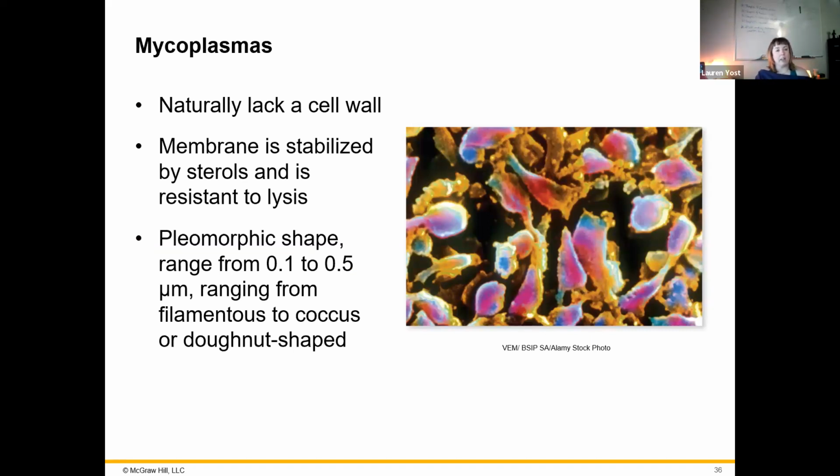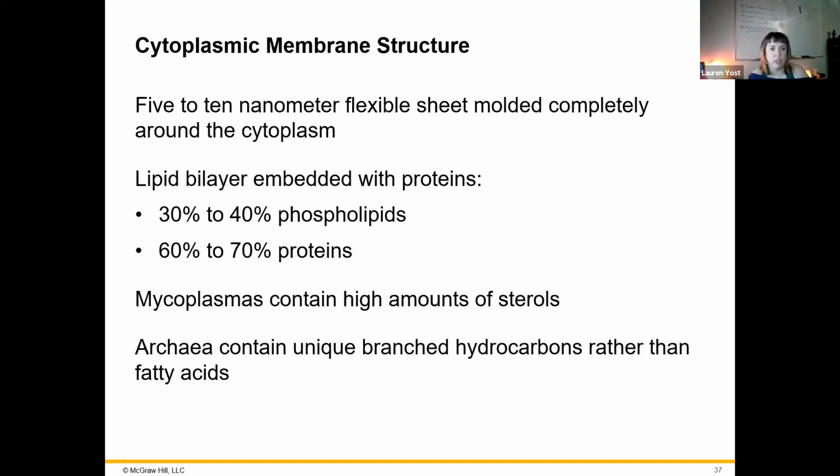Then we have the mycoplasmas. These guys don't have any cell wall at all. So their membrane is going to be stabilized by sterols, kind of like ours. Ours is not the exact same, but very similar. Because they don't have that structure and rigidity, they don't have a typical shape. So they're very pleomorphic, so they can be all sorts of different shapes. Pleomorphic means they don't have a set shape of the cell.